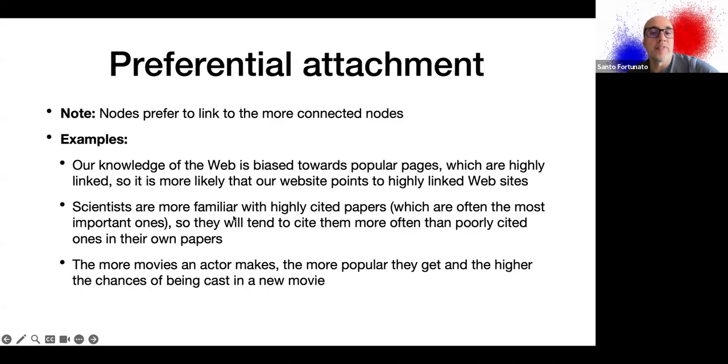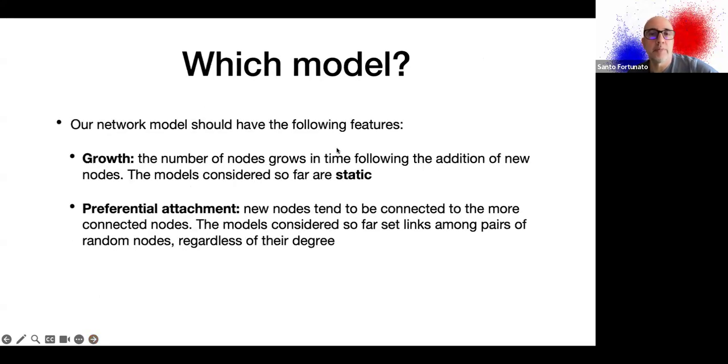And the same thing, scientists are more familiar with highly cited papers. The fact that they are cited, which means that there are a lot of papers listing them in their references, in their bibliography at the end of the work, also makes them easier to discover. So it not only signals that they are important, because obviously they have been a source for a large number of other papers, but it also increases our probability that we discover them, like them, and eventually cite them in our own papers. And then the more movies an actor makes, the more popular they get, and the higher the chances of being cast in a new movie. So this is all very reasonable.